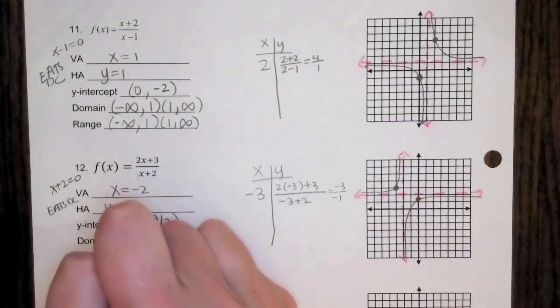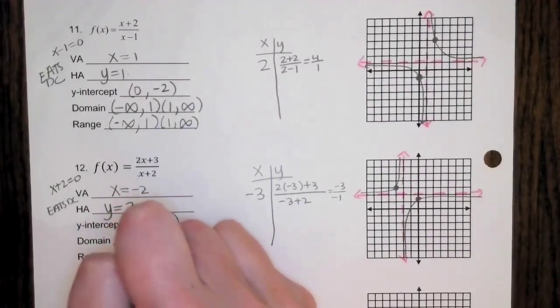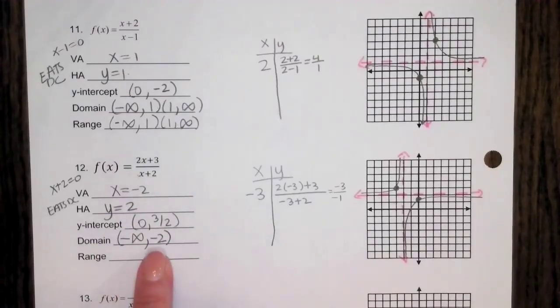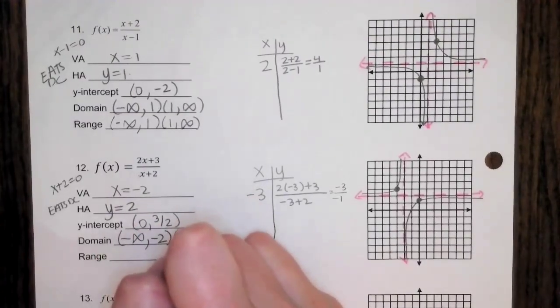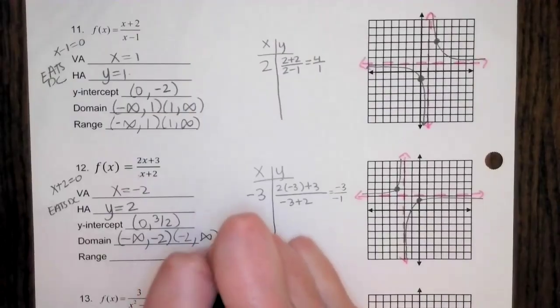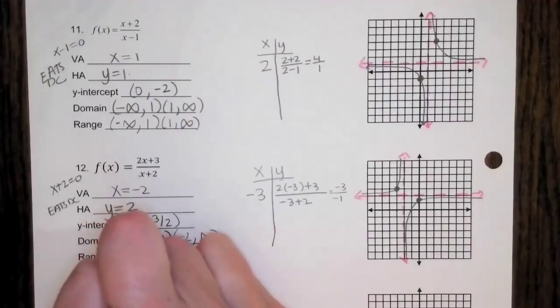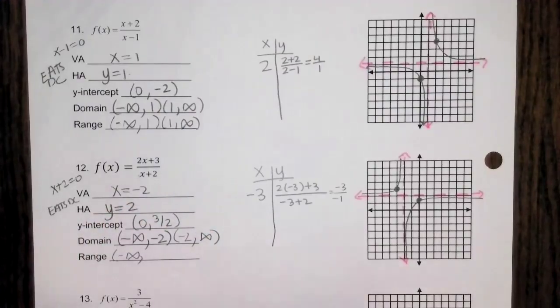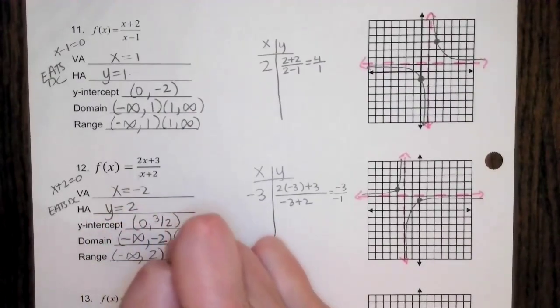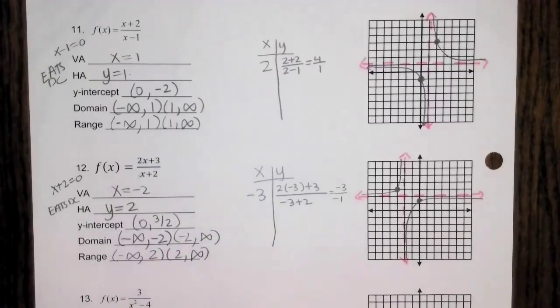So my domain goes from -infinity to -2. That's where my vertical asymptote is, and we are jumping over that. So that's going to be parentheses, and then it goes to infinity. And then my range is going to go from -infinity up to 2, and then 2 to infinity.